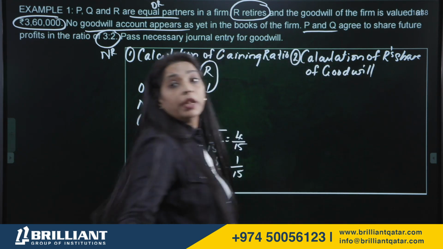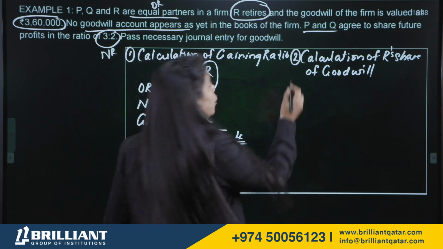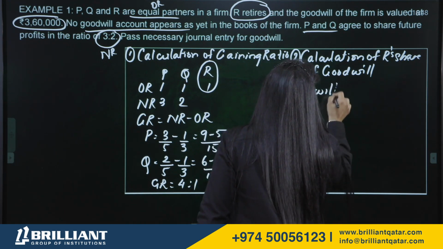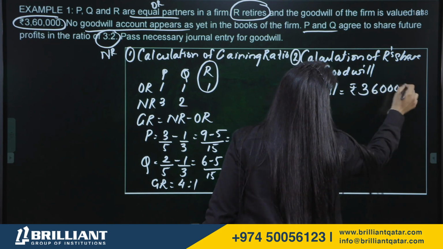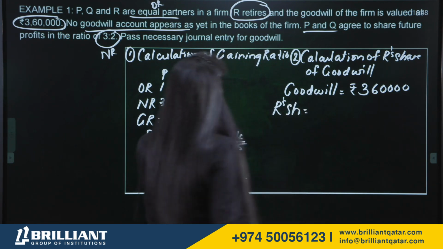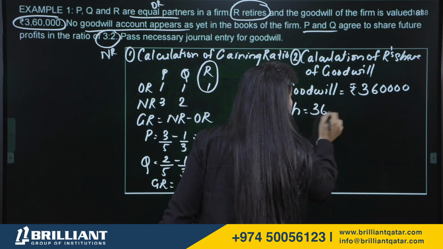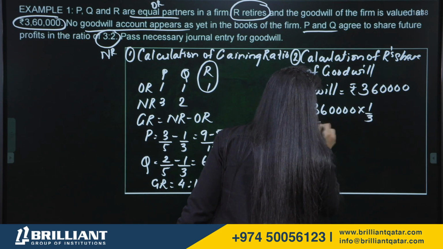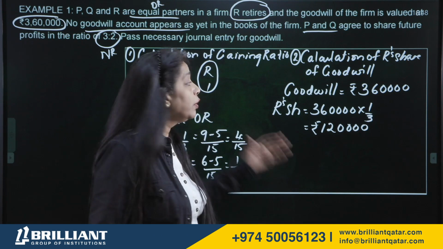Now, what is the goodwill of the firm given? The goodwill of the firm is valued at rupees 3,60,000. So goodwill is equal to rupees 3,60,000 and R's share. So what is R's share? R's share in the question is 1/3. So it is 3,60,000 into 1/3, which is equal to rupees 1,20,000.